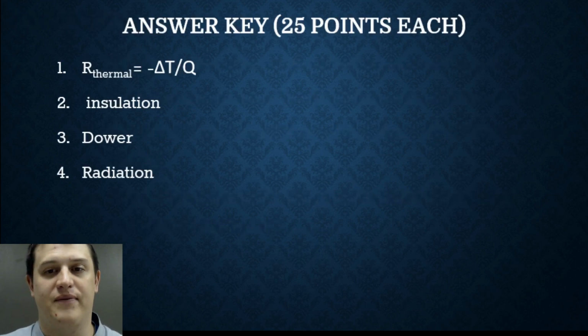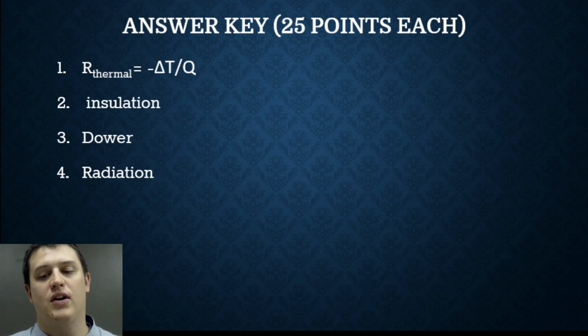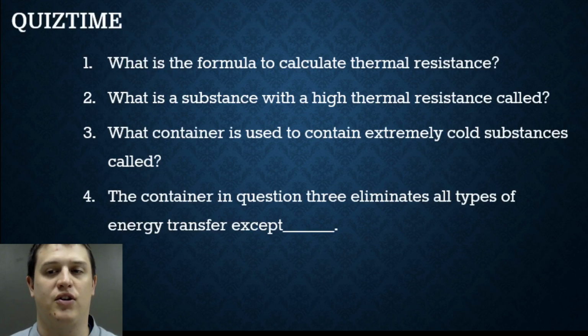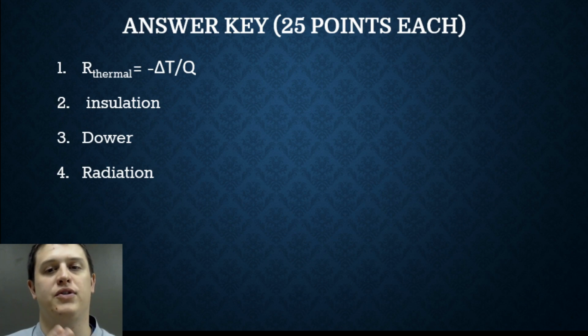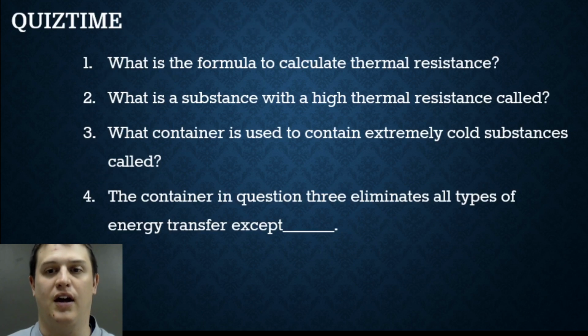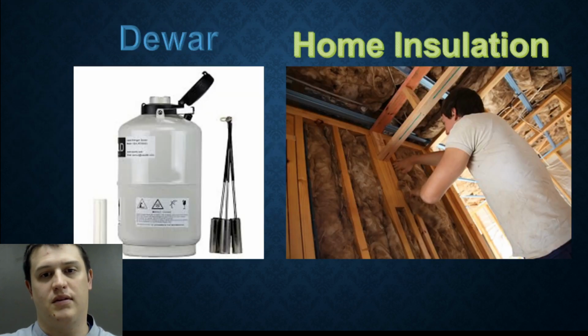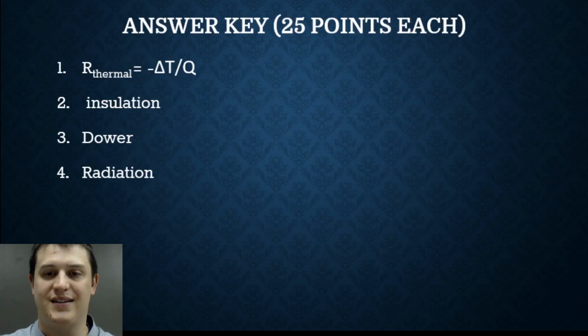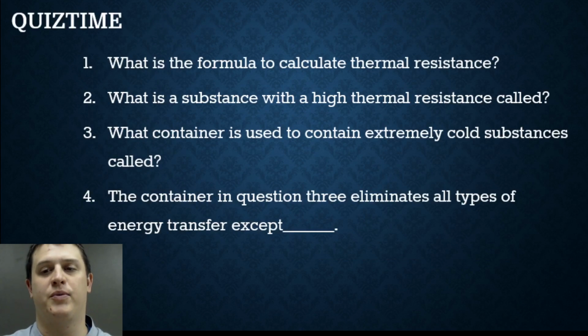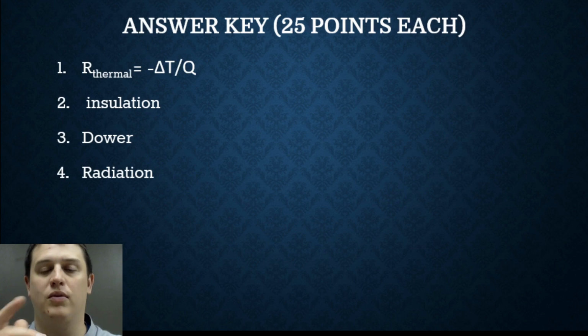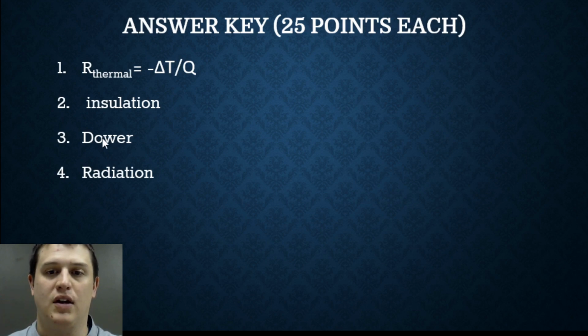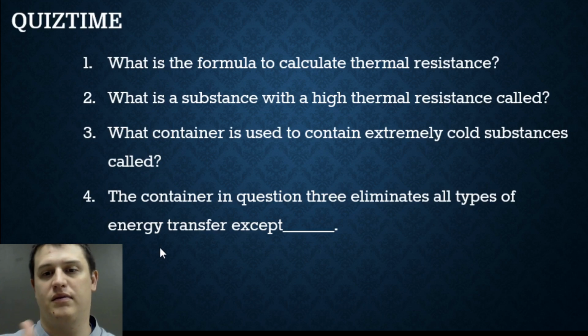All right, welcome back. Here's your answer key. What's the first question? What is the formula to calculate thermal resistance? R thermal is equal to the temperature change divided by the heat flow rate. Okay. Insulation is the answer to what is the substance with high thermal resistance called? Insulations or insulators. What container is used to contain extremely cold substances called? Dewar. Oh, I misspelled it here. That's okay. Just change that out.